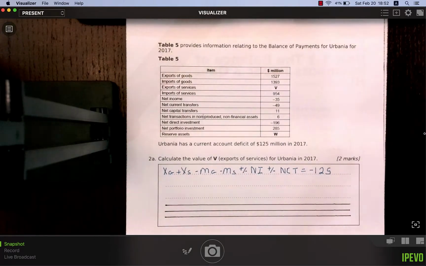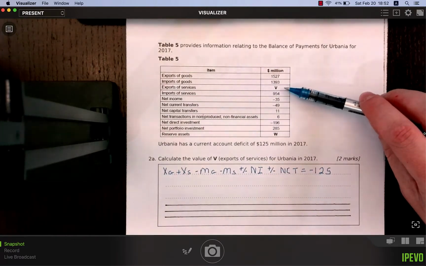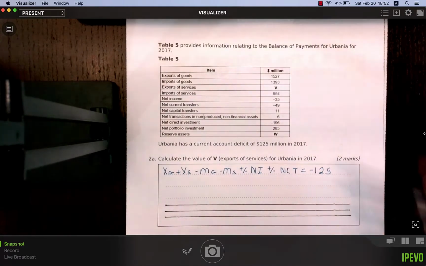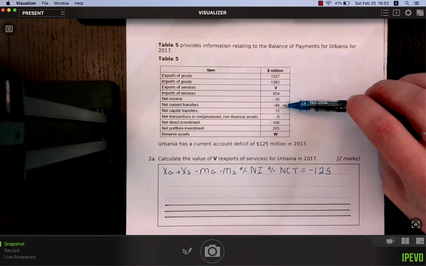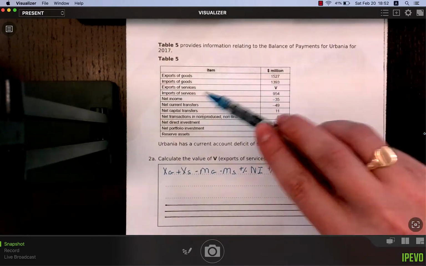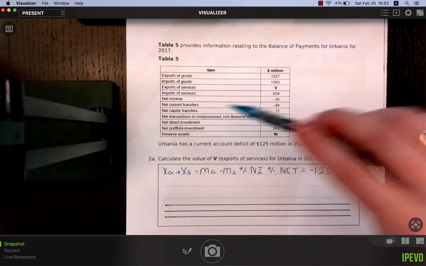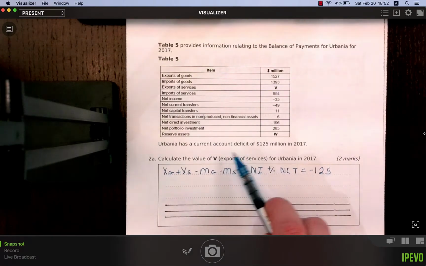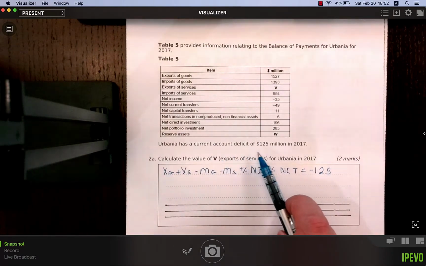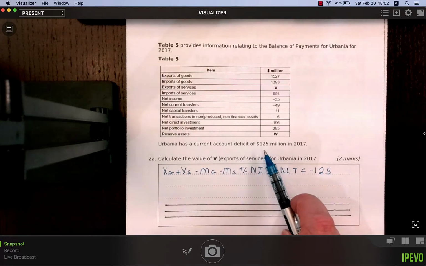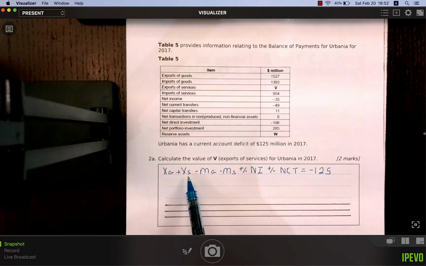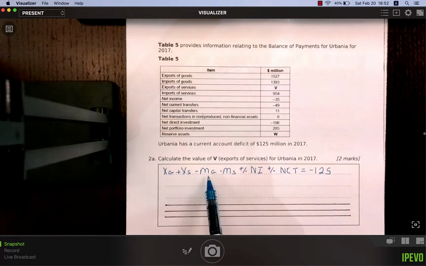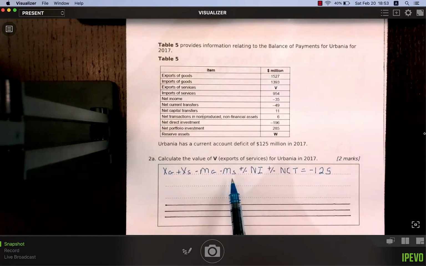And what we're asked to do is to calculate V, which is the export of services. Well, what we need to realize is that all of these, all the way down to the minus 49, all the way down to net current transfers over this side, all of this is part of the current account. And we know that the current account is in deficit of 125 million. So what I've written here is export of goods plus export of services minus import of goods minus import of services plus or minus net income.